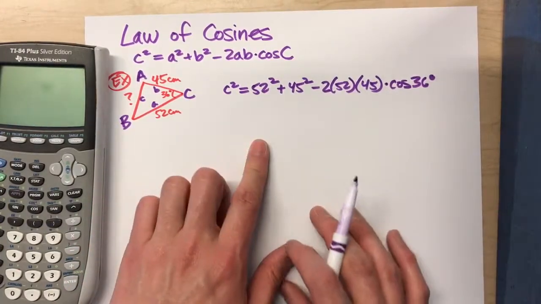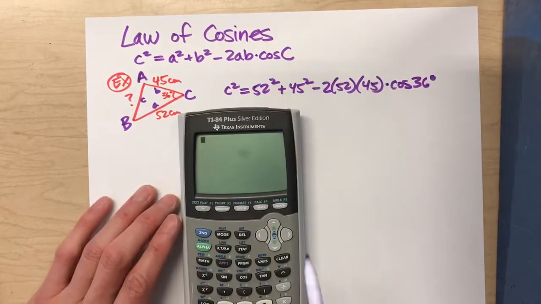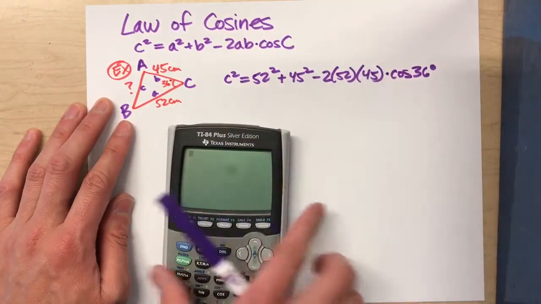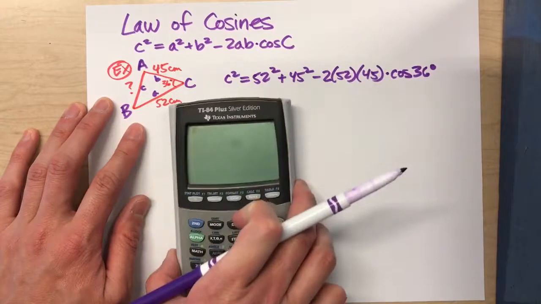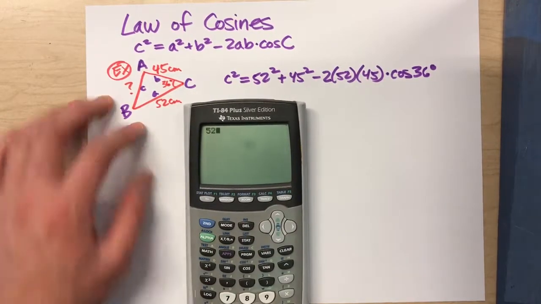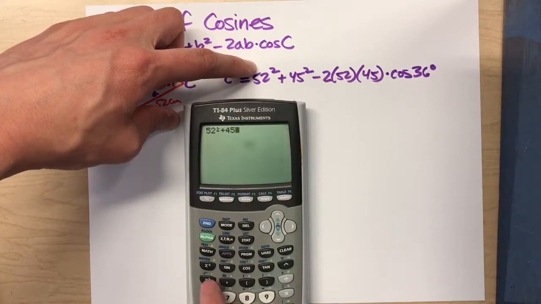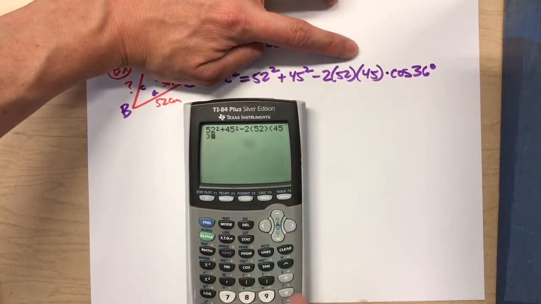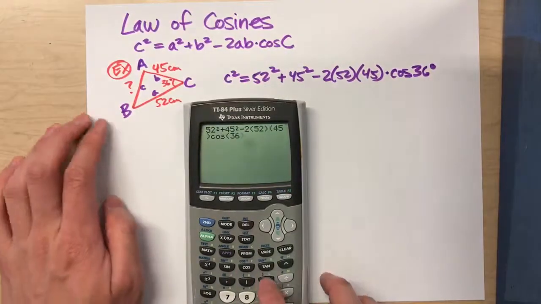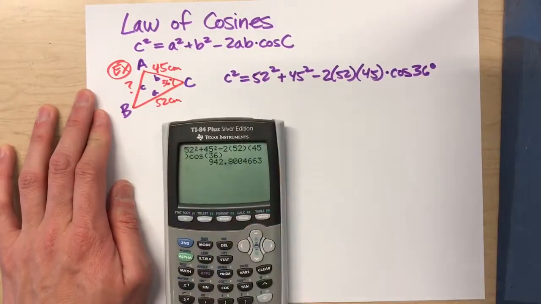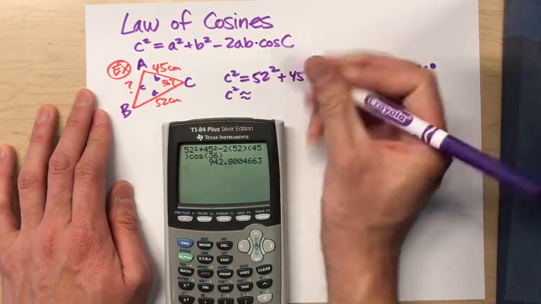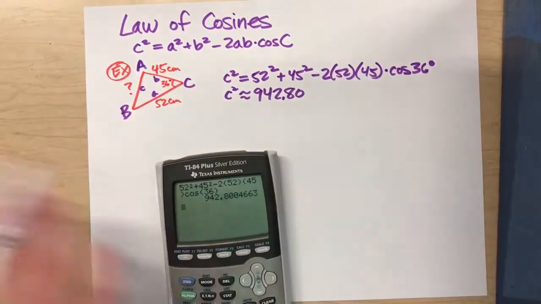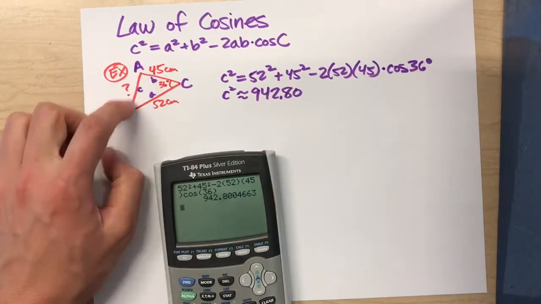Now, the good thing about this is because I'm using my graphing calculator, it can actually do this whole thing for me. I could literally type in this entire thing into my calculator, or I could simplify it. It doesn't really matter. I'm going to type it in: 52 squared plus 45 squared minus 2 times 52 times 45 times the cosine of 36 degrees. And boom. C squared is approximately, rounding to the hundredths, 942.80.